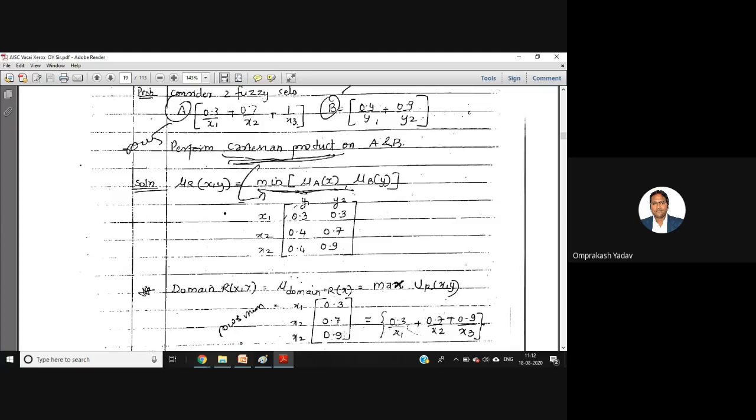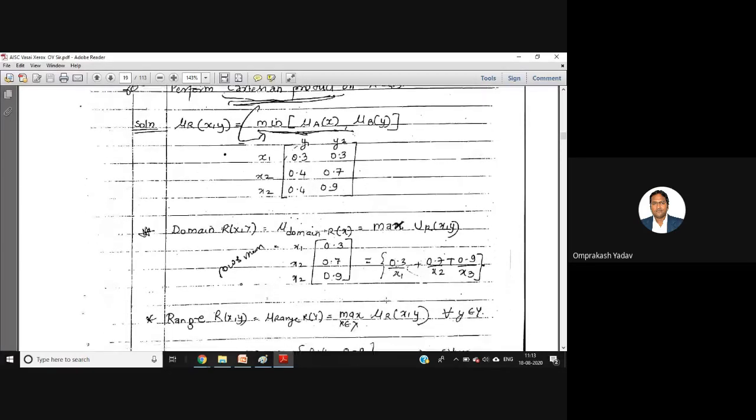And after that, the same thing can be represented as 0.3 by x1 plus 0.7 by x2 plus 0.9 by x3. So this is the domain. How do we determine the domain? You can just write down the note somewhere else, that see row wise the max value. For example, in the first row, which is the max value, in the second row, which is the max value, in the third row, which is the max value, and you are supposed to write that one.